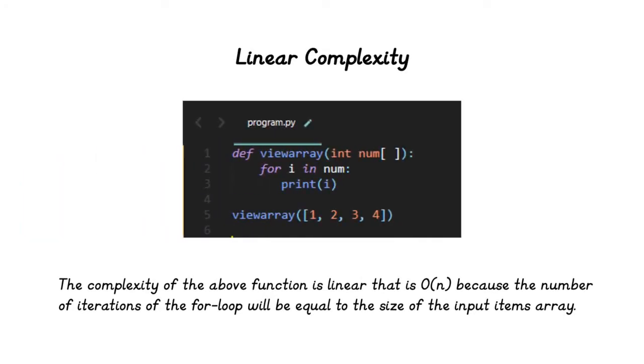Let's look at another example. Look at the function shown on the screen. The complexity of this function is linear, that is, big O of n. This is because the number of iterations of the for loop will be equal to the size of the input array.